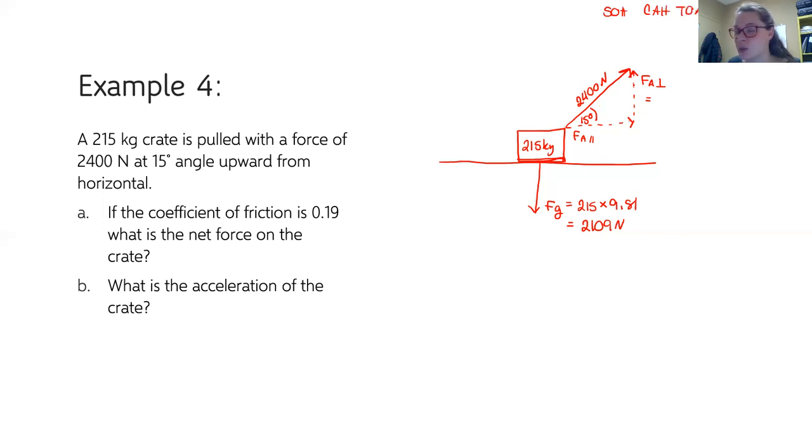So we're going back to our trig. This one uses sine. If I was to figure it out, the applied force is my 2,400, and I want to know what this is. We know that the sine of 15 is equal to your opposite, so applied perpendicular, divided by the total force applied. Rearranging that gives us force applied times the sine of 15.